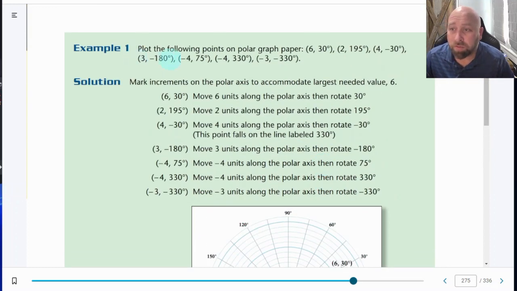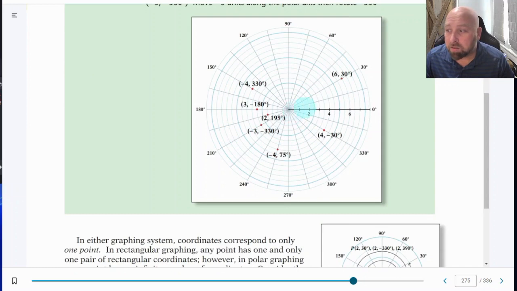Here's another negative one. 3, -180. So we're going to the 3. Here it is. Now we're going -180. Now here's the crazy thing. -180 and +180 are the same thing because they're both the same distance. So if we're going -180, we're going around here, and there's your -180. 3, 180. 3, +180 would be the exact same point. So 3, 180 and 3, -180 are exactly the same point. It just gave us 3, -180.